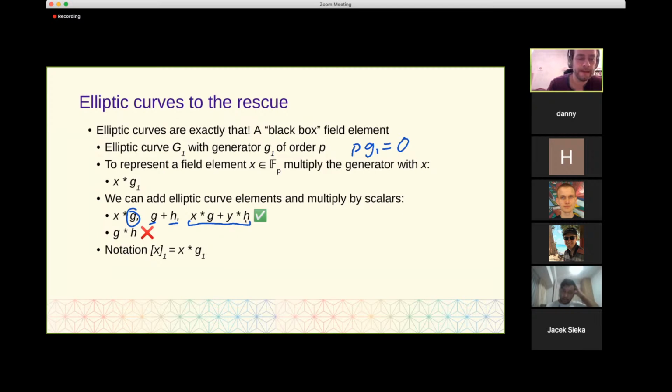But this is the thing you can't do. You cannot compute G times H. You can't multiply two of them. And we introduced this notation, inspired by the black box, so square brackets. We just add the 1 here, which means that it's in this G1, for X times G1. And that's our black box. So basically, elliptic curves are just black box finite fields.